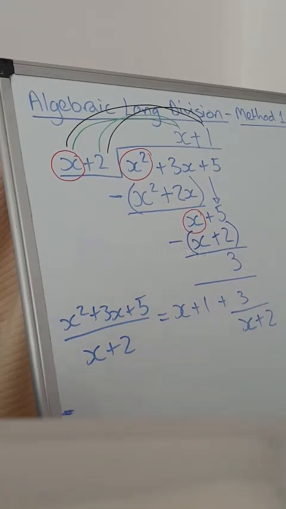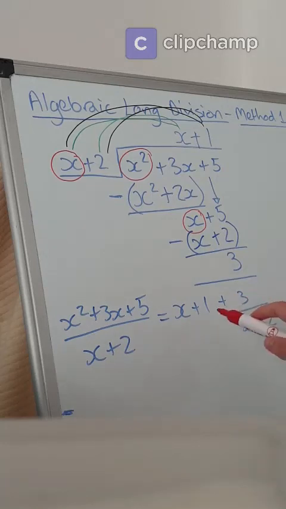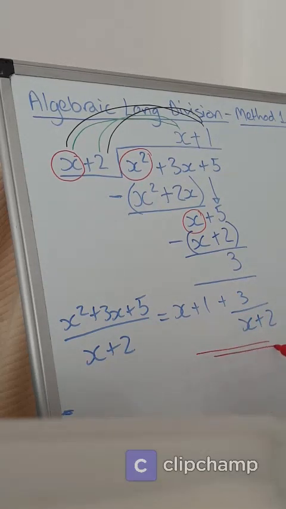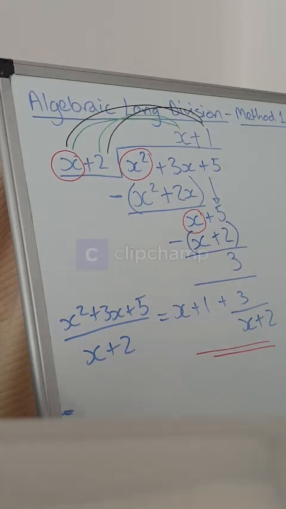So there is my final answer: x plus 1 plus 3 over x plus 2. And that's how we would get the answer using long division.